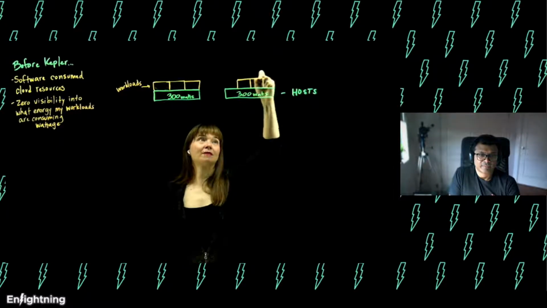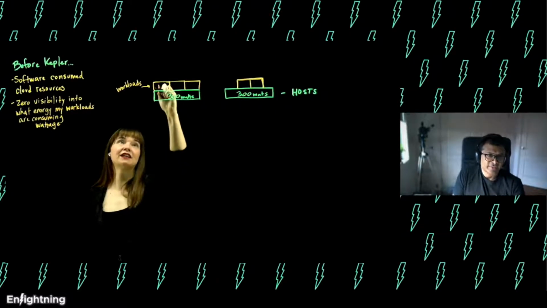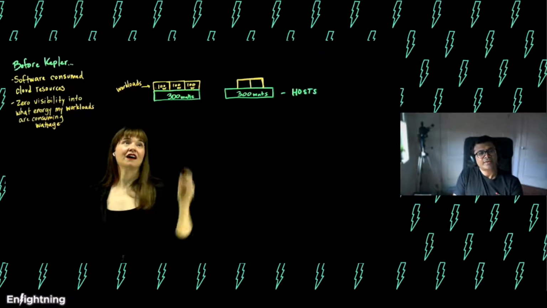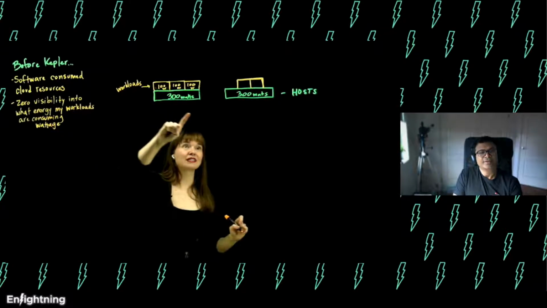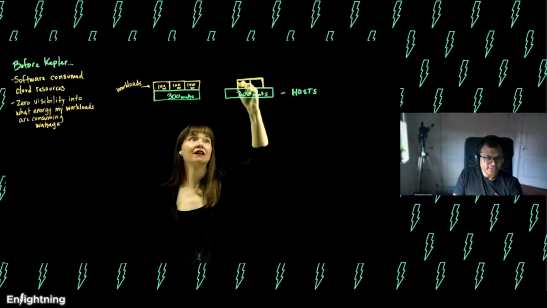And then the workloads themselves have some sort of calculation. We'll say each one is exactly 100. And the terminology we use is idle and dynamic: idle as the host is idle, and the workloads is dynamic. Correct?